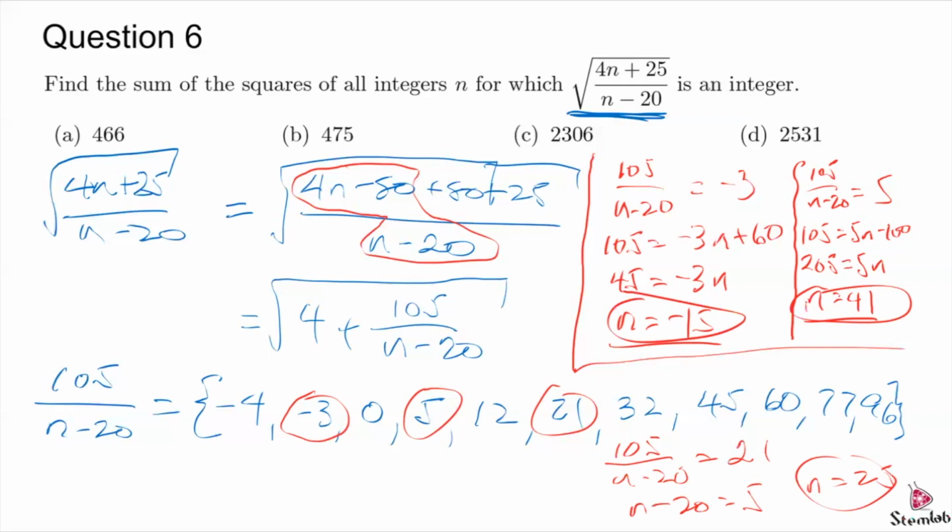So we want the sum of the squares. The square of -15 is 225. The square of 41 is 1681. And the square of 25 is 625. Summing them gives us 2,531. So here the answer is D, 2,531.